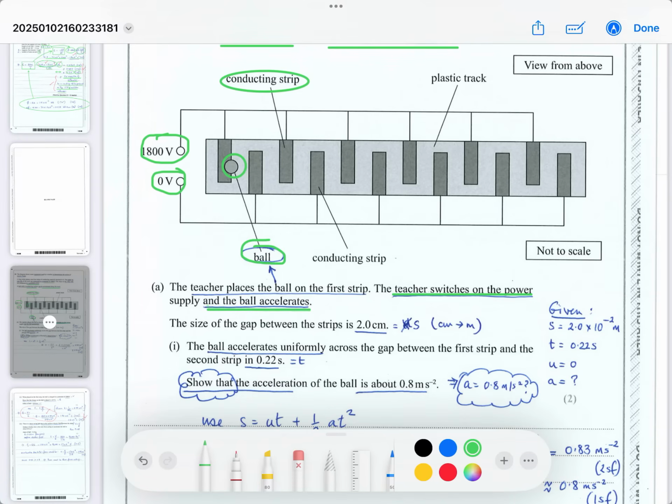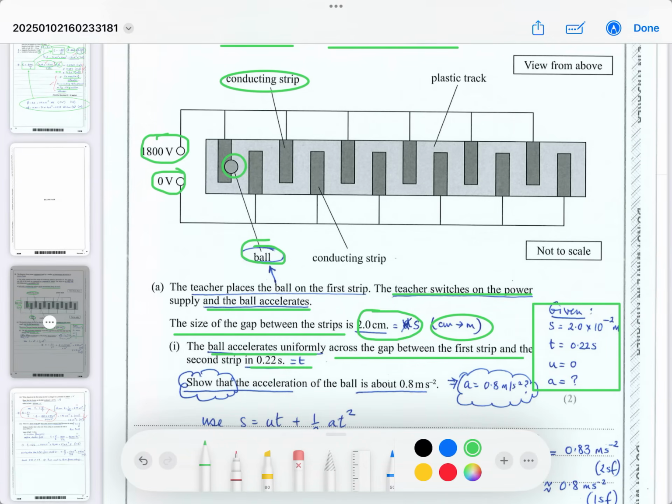Okay. So the size of the gap between the strips is 2.0 centimeters. Now remember, you've got to change it from centimeters to meters. Now this is actually a mechanics question. It says the ball accelerates uniformly. So uniform acceleration is what we're doing across the gap between the first strip and the second strip. You don't need to think too deeply about it. They've given you time. They've given you distance. So in total, you're given this information.